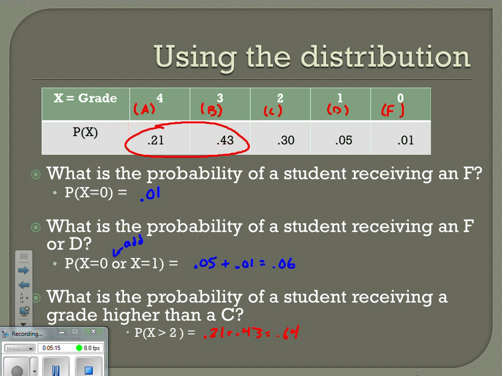Another way that you could have written that, higher than a C, we could have also written as the probability that x is greater than or equal to a B. Right? And it'd be the same exact thing, 0.21 plus 0.43. It's just a matter of, do we want to use the inclusive greater than or equal to, or do we just want to use greater than 2? So greater than or equal to 3 is the exact same thing as greater than 2.